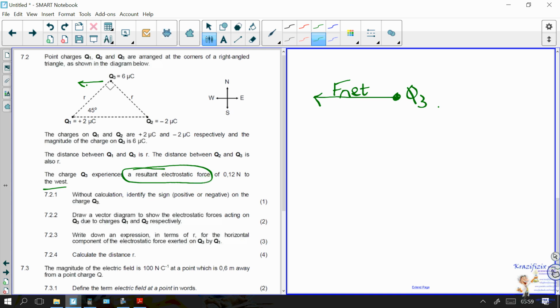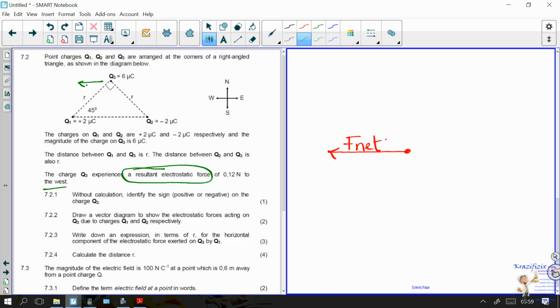Alright, to the west. Now, for this to happen effectively, what do we need to have? If I'm looking at my net force, I want you to look at this very, very creatively. We're going back to our grade 10, where we are drawing tail to tail and tail to head. Okay, so this is my net force. Let me bring it down. Here's my net force, F net.